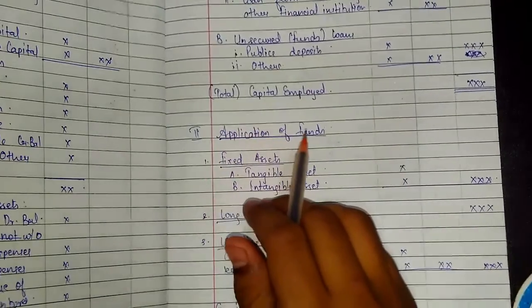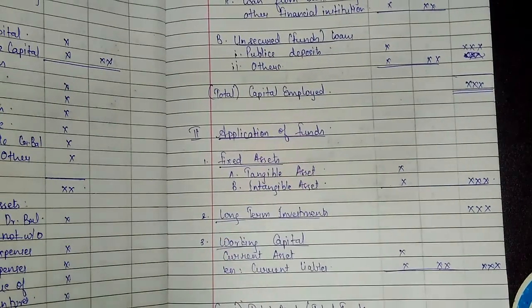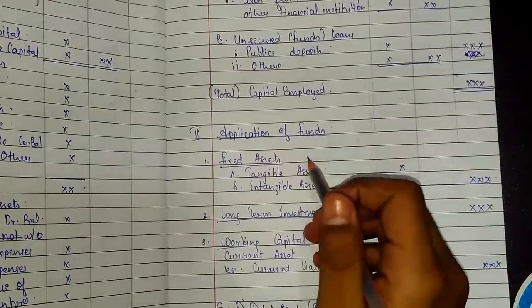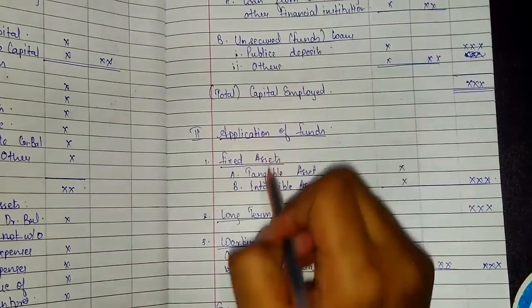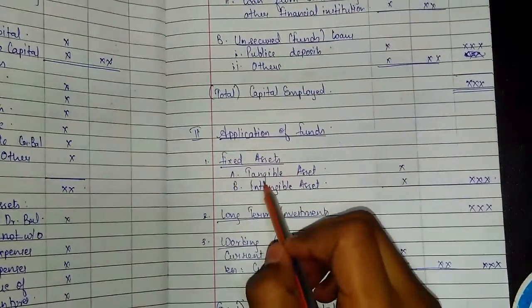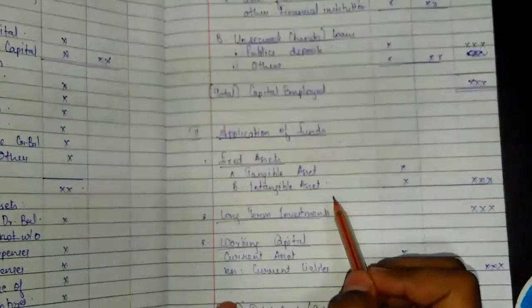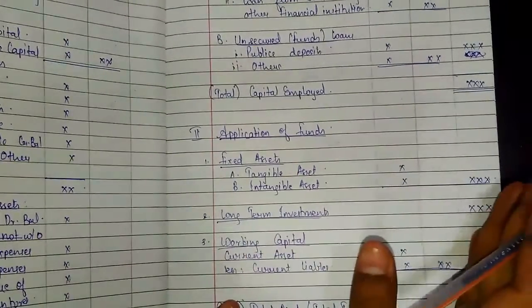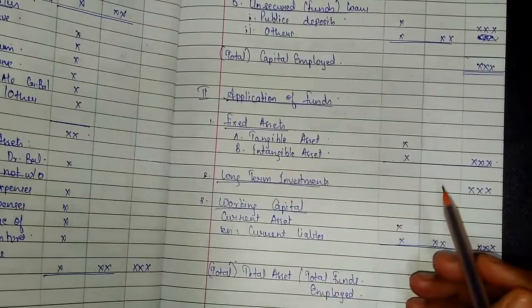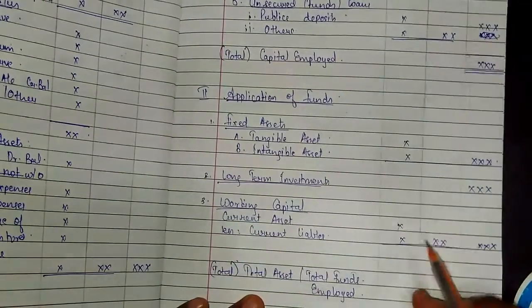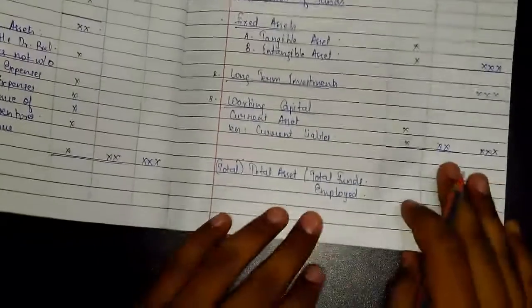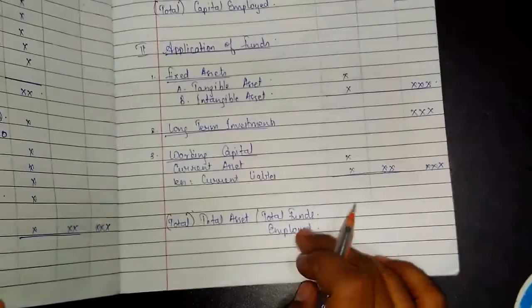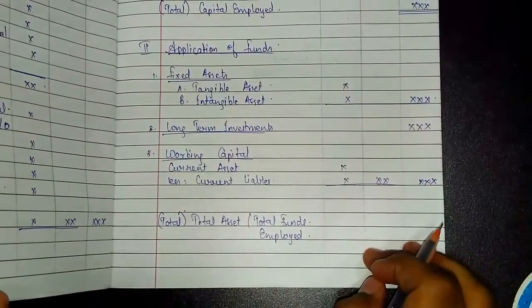Then we'll see applications of funds. The funds that we have received are applied in the form of fixed assets, that is tangible assets or intangible assets, or invested into long-term investments, and then working capital, that is current assets minus current liabilities. Then the total of applications of funds gives us total assets/total funds employed. Okay, hope quite clear. Now let's move on to the ratios.